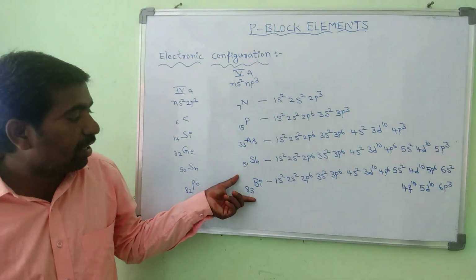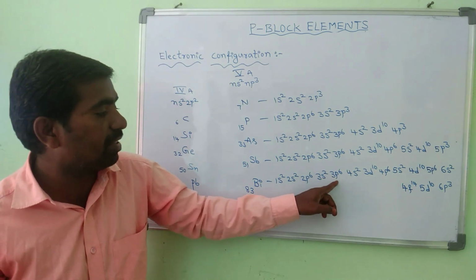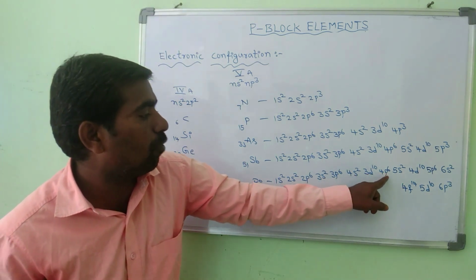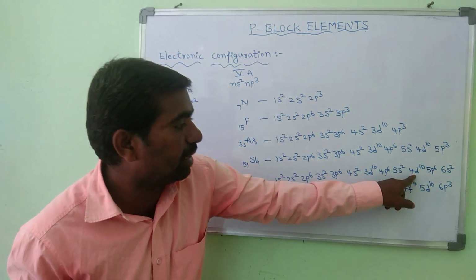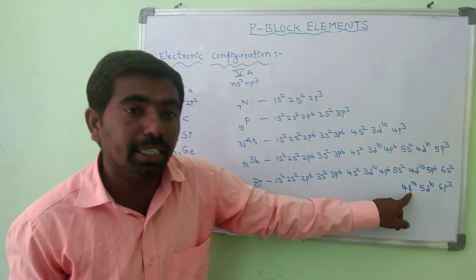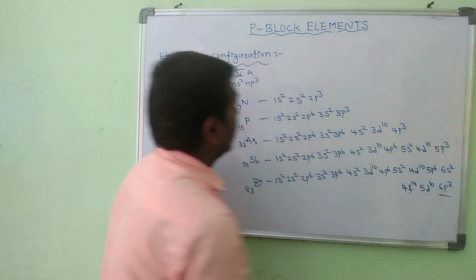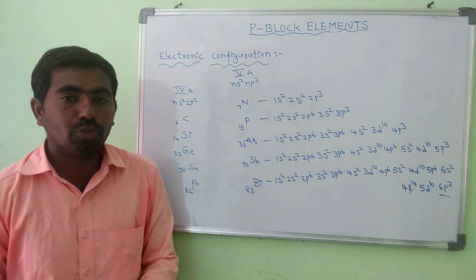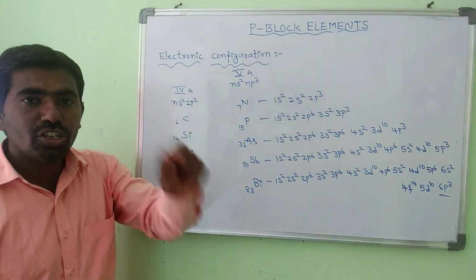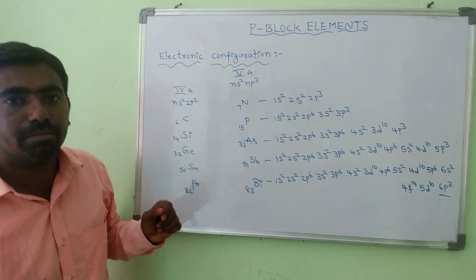Bismuth, atomic number 83: 1s2, 2s2, 2p6, 3s2, 3p6, 4s2, 3d10, 4p6, 5s2, 4d10, 5p6, 6s2, 4f14, 5d10 and 6p3. Now observe the outer shell electronic configuration in each and every element.